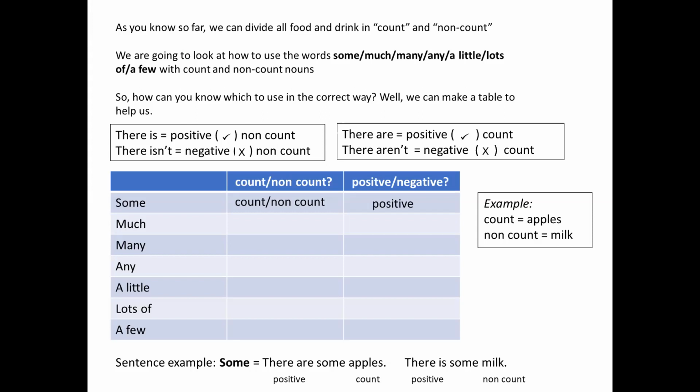Number 2, much. Can I say much apples? Sounds wrong, right? Can I say much milk? Yes, I can. So that's non-count. Now, do I use much in a positive sentence? Can I say there is much? No. Can I say there isn't much? Yes. So I can say there isn't much with non-count. For example, there isn't much milk.